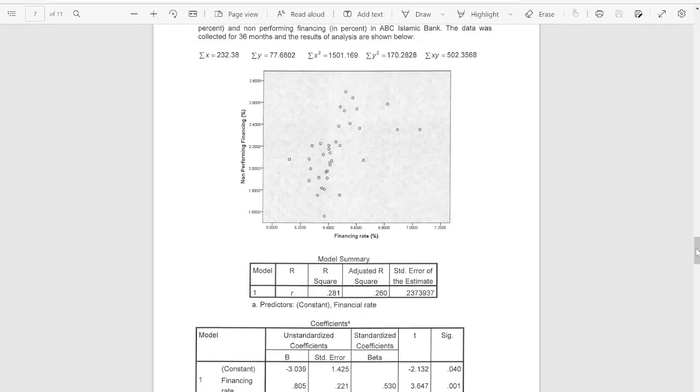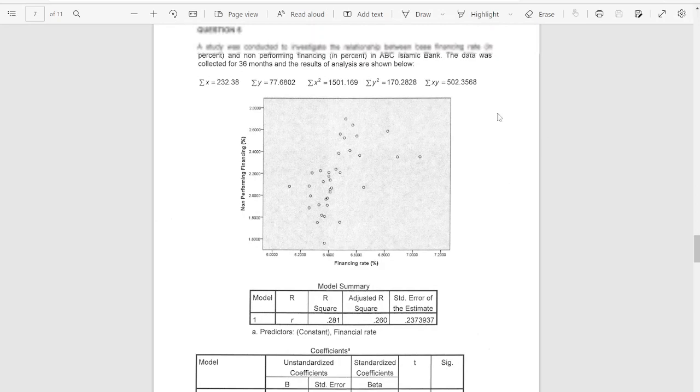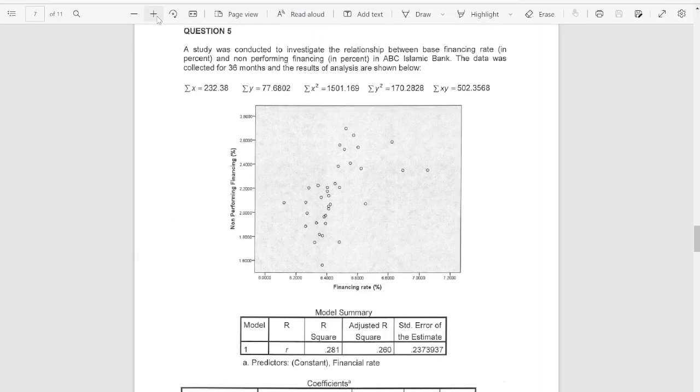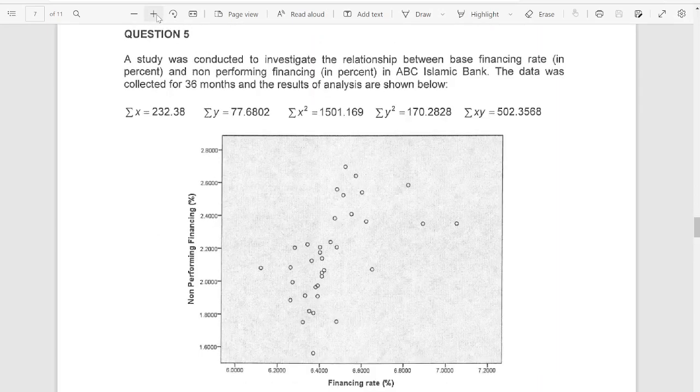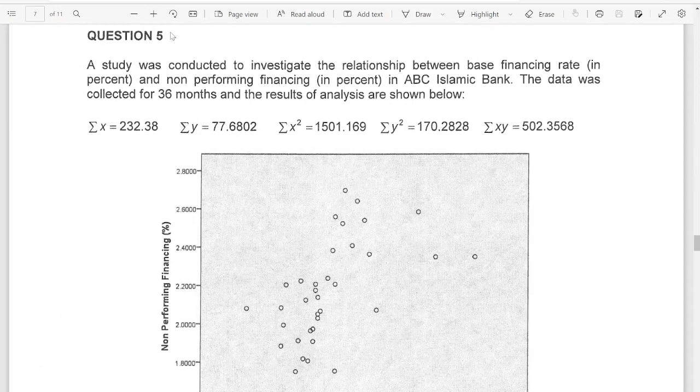Okay, this is another question on regression analysis. So kita buka besarkan sikit. It says here a study was conducted to investigate the relationship between base financing rate in percent and non-performing financing in percent in ABC Islamic Bank. The data was collected for 36 months and the result of analysis is shown below.